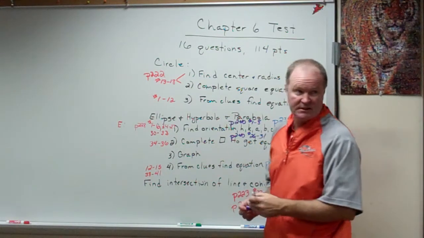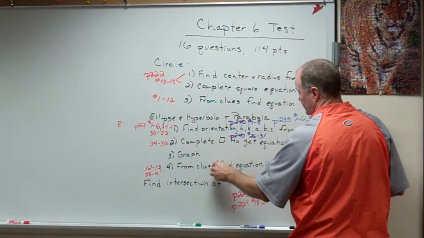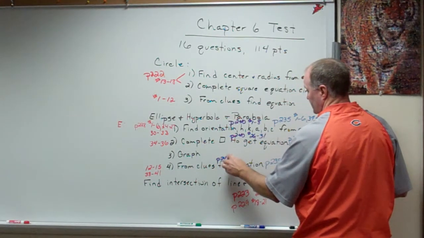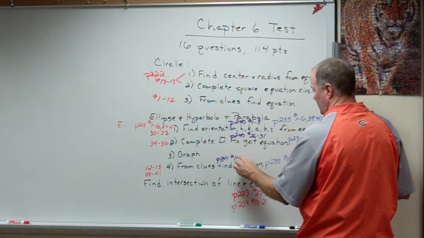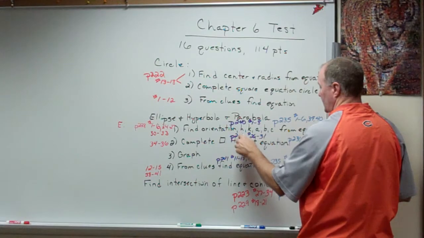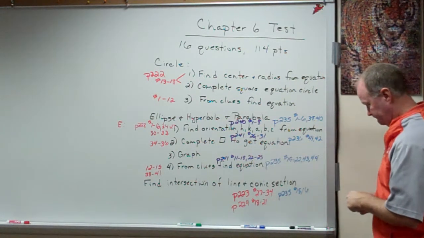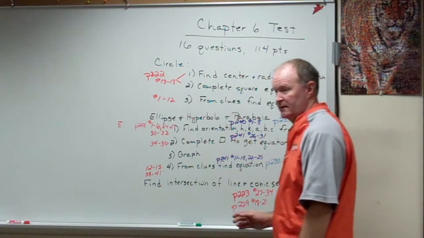And the clues was 11 through 18, and 22, it's actually 241, sorry, through 25. And there weren't any of these we messed with.